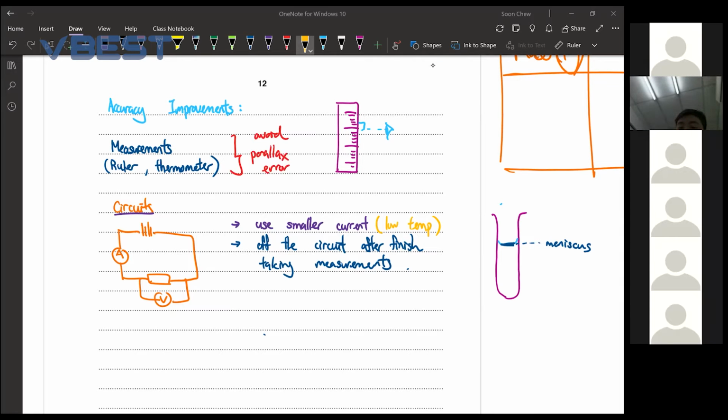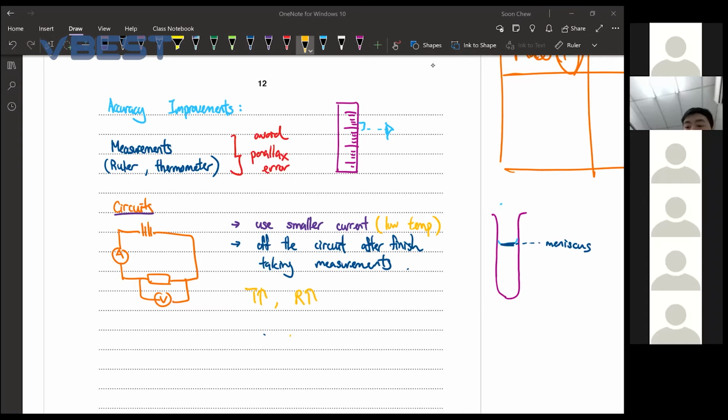Shouldn't it be off the circuit when taking measurements? After you take measurements, because when you're taking measurement, you need to have the current inside. Okay, or you can set off the circuit after finish taking measurements in between turns like that. The temperature increases when resistance increases, right? Yeah, correct. Resistance is affected by temperature. Actually, it's temperature increase, resistance increase.